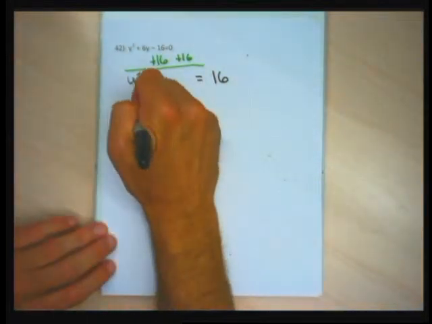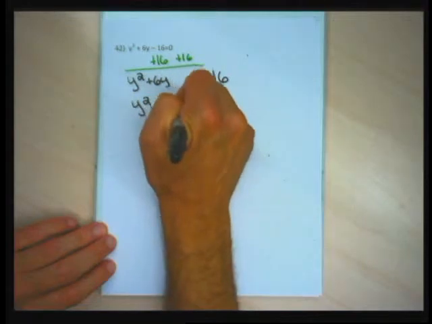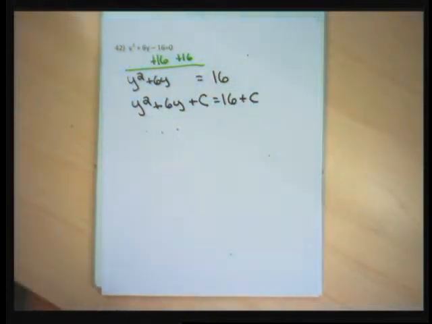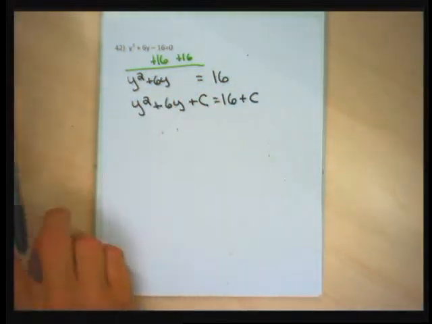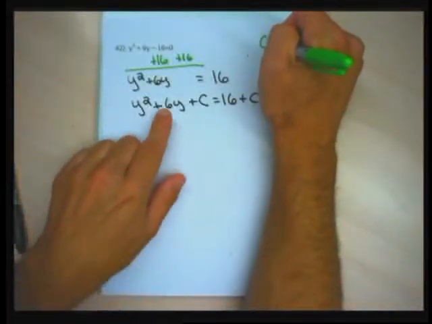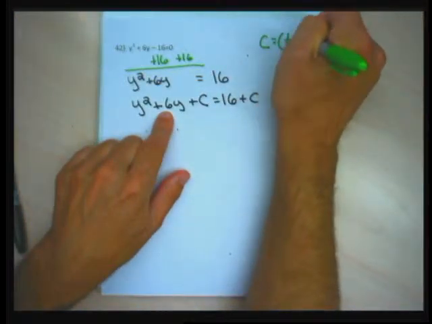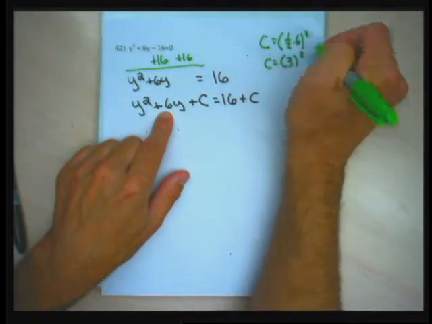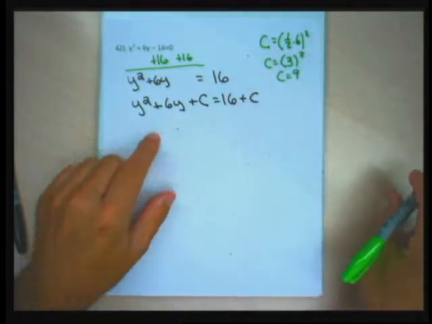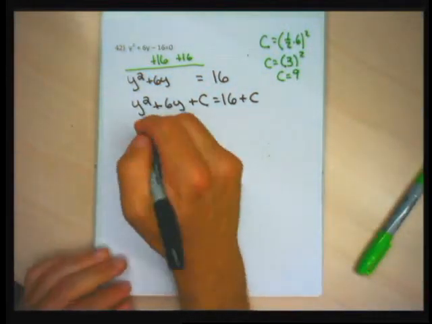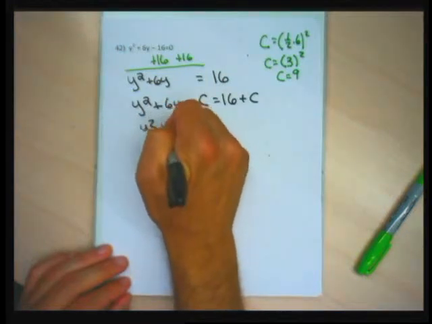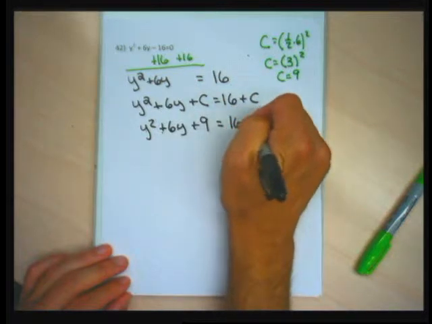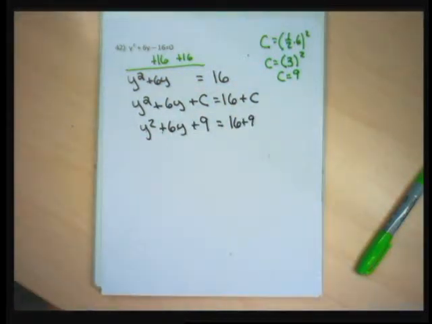Now I'm going to add c to both sides. So I'm going to go y squared plus 6y plus c equals 16 plus c. That keeps the equation balanced, but it gives me something I don't know what to do with. So I'm going to find out what to change c to. c is going to be half of 6 squared. I could do that on my calculator if I'm not comfortable doing that by hand. Half of 6 is 3. 3 squared is 9. So I'm going to go y squared plus 6y plus 9 equals 16 plus 9. I'm changing the c's to that 9.